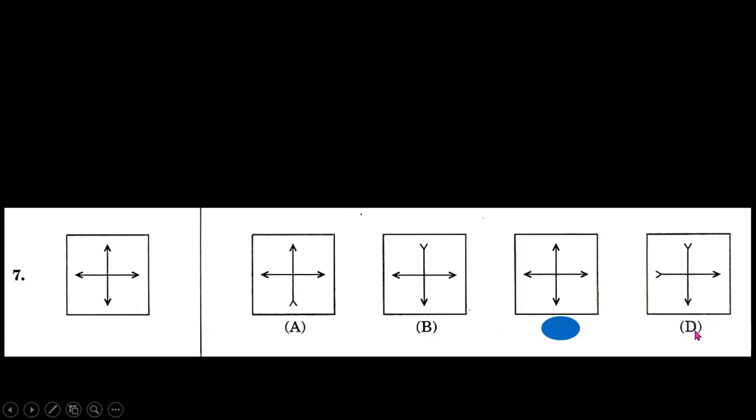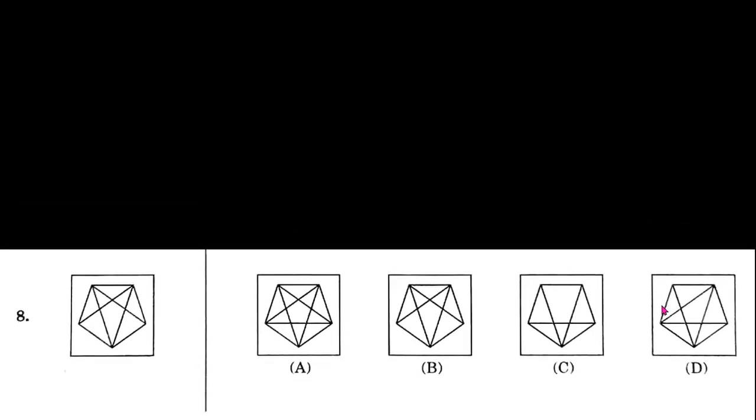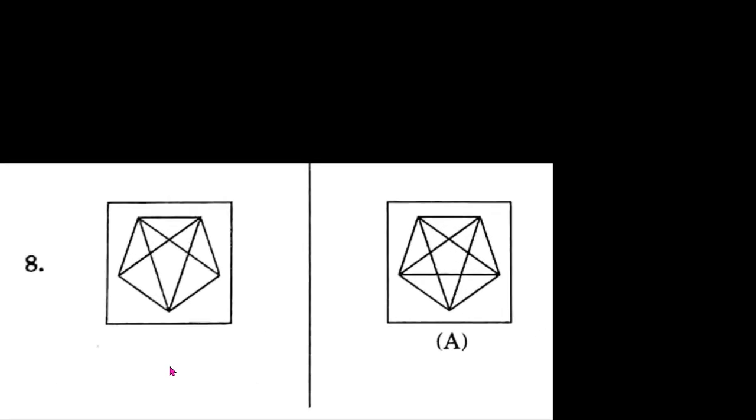Looking at answer figure D, we see two arrow marks are directed outward and two arrow marks are directed inward, and hence it is not the same as that of the question figure. Now let us move to the next question. Question number 8. We have one question figure and four answer figures. Let us observe the question figure.